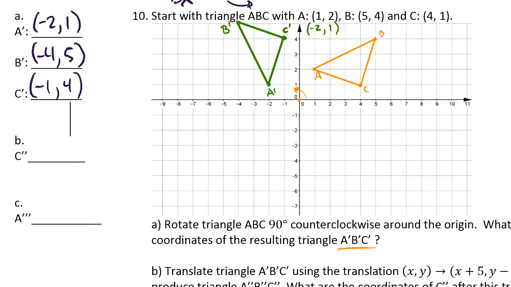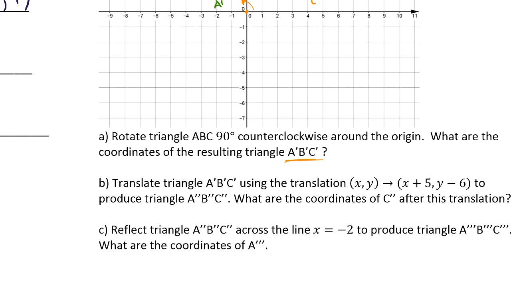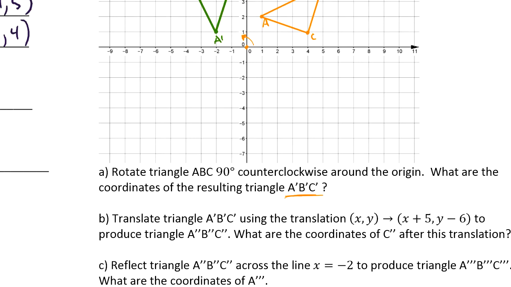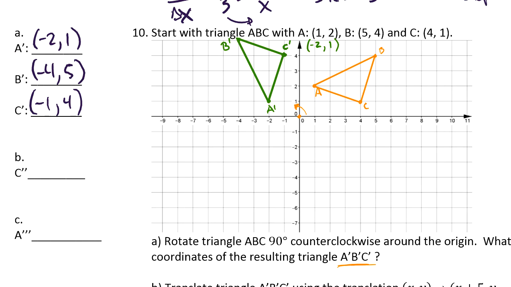Okay, let's go on to question B. B says translate triangle A prime, B prime, C prime using this given rule here. So again, it's a little tough because if we didn't quite get the transformation correct for part A, we're going to have a difficult time getting B correct.